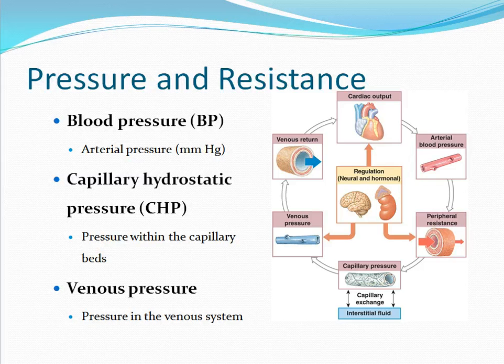Next, there is capillary hydrostatic pressure. This represents the pressure in the capillary beds. This begins at about 35 millimeters of mercury at the beginning of the capillary bed and drops to 18 millimeters of mercury at the end of the bed. Finally, there is venous pressure. This is the pressure in the venous system. This will be less than 18 millimeters of mercury.